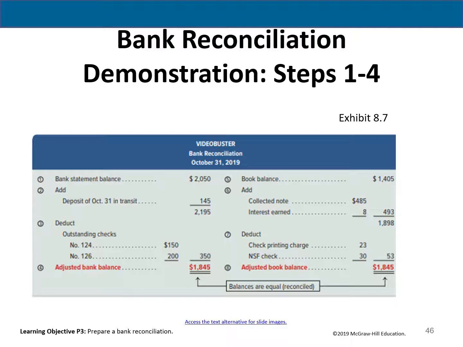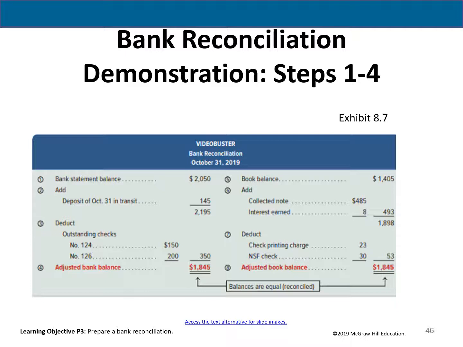Now we do the same process, but we go from the bank statement to the checkbook. Our checkbook balance right now is $1,405. And when I say checkbook, I mean the company's accounting of the checkbook. On the bank statement, it looks like the bank collected money for us on a note receivable, $485. So a customer walked in and said, we owe Video Buster $485. Throw that in their account. And also, it looks like we earned interest on our bank statement that we just found out about. So we have to add that too.